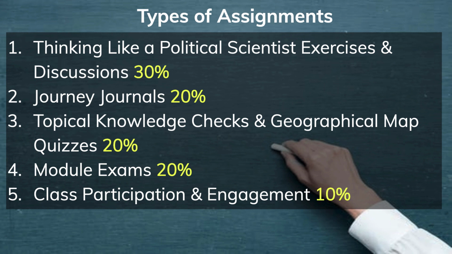And finally, the last 10% of the course grade will be determined through your class participation and engagement, particularly in assignments that have a participation and engagement component, and that would be that collaborative portion of assignments I mentioned earlier.